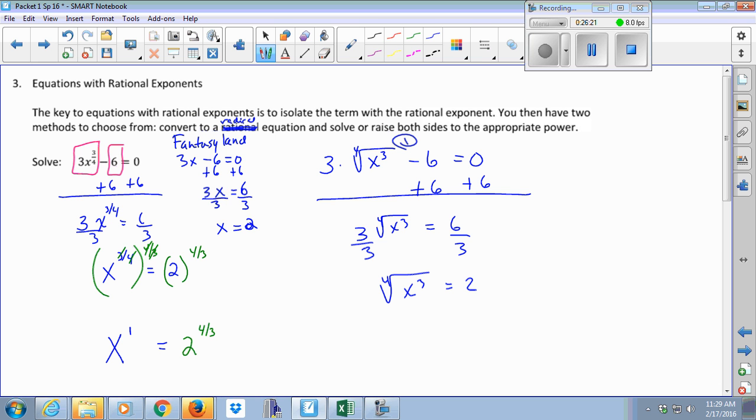So when you have a rational exponent equation, be in fantasy land for a minute. Even on the side of your paper, you can make it look like 3x minus 6 or whatever your equation is. Then do the same exact steps, and then finally just put your x to whatever the power is and go from there. All right?